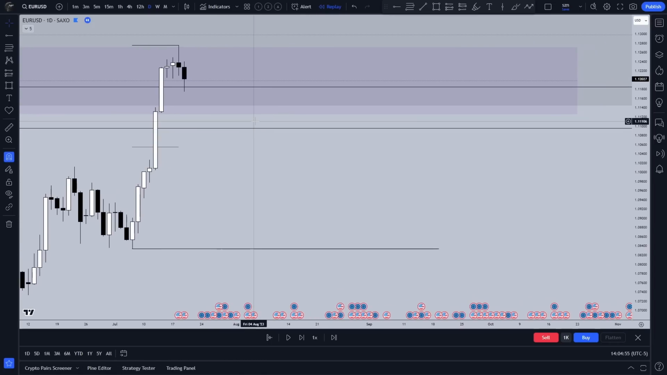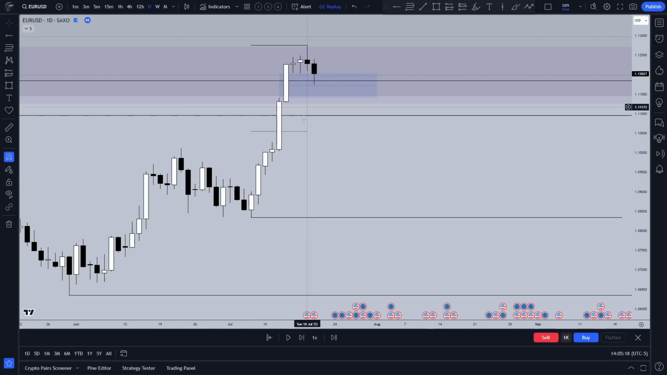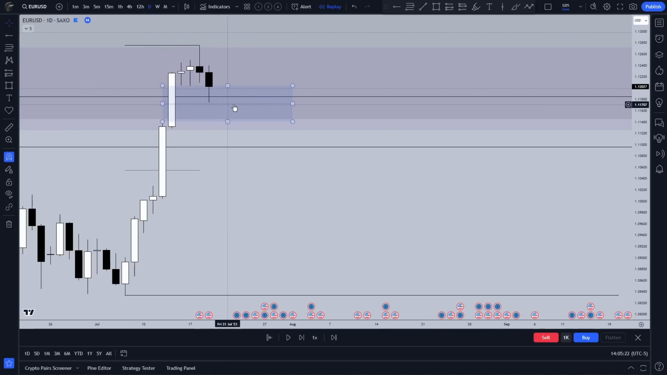And now at this point, what I want to see is, if we take a look, what are the first PD arrays inside of this range. We can see that we have a fair value gap on the daily right here. You can see we've tagged the fair value gap, and we're trading still above the mean threshold of this fair value gap.